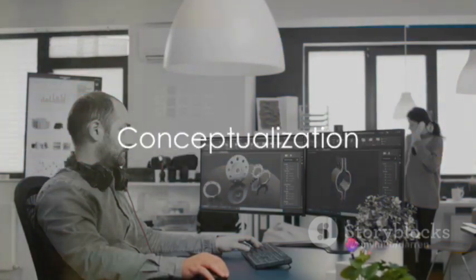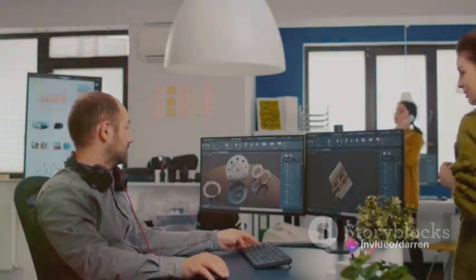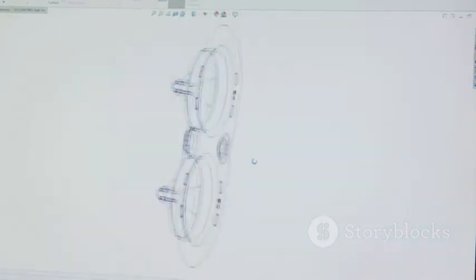Ever wondered how the intricate mechanisms of a mechanical watch, the aerodynamic curves of a sports car, or the complex systems of an industrial machine come to life? The secret lies in a process called mechanical computer-aided design, or CAD.